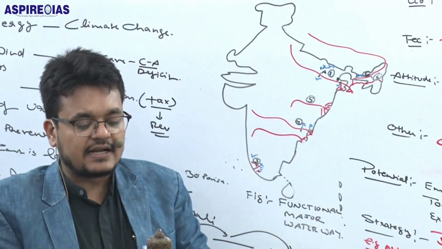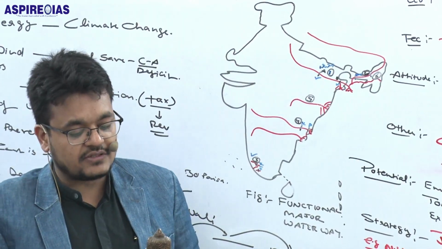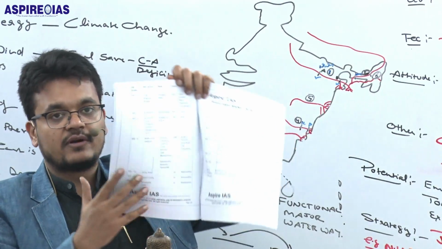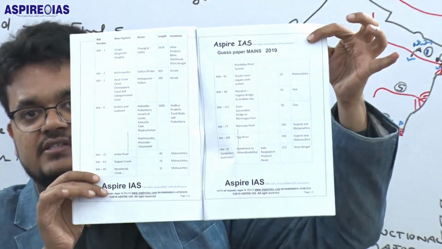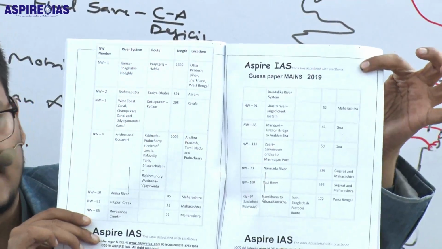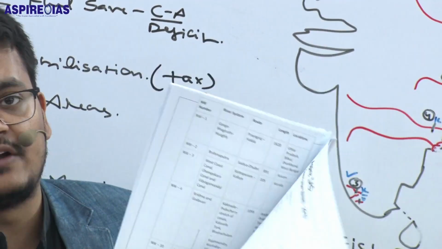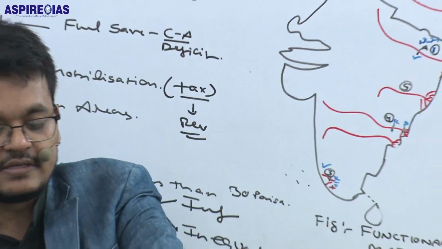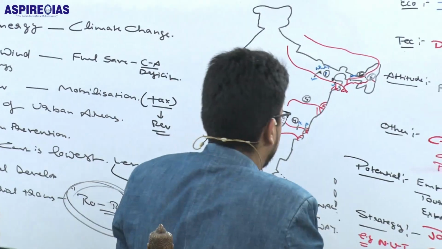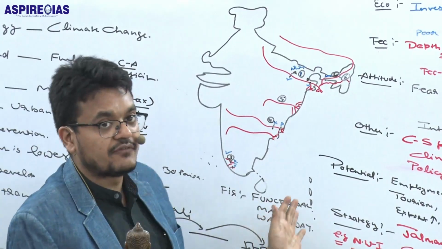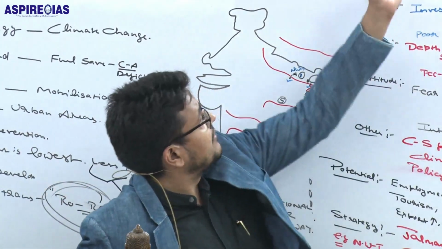Now in this handout we are providing the proper list of all the highways on page number 22 and 23. This is a list which is important for both PT and mains. So we are providing the table for PT and mains over the Aspire website free of cost. Let's move ahead, please. After that, figure number 1, functional major waterways. It is very important to put this in. Figure number 1. Then we are coming towards hurdles.